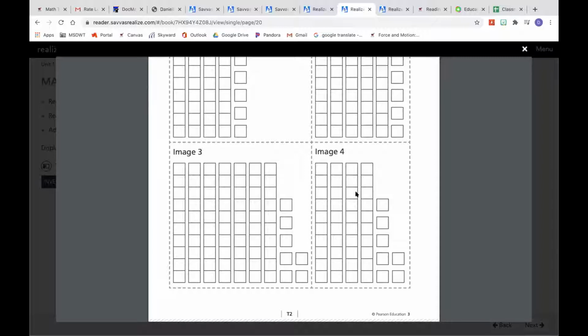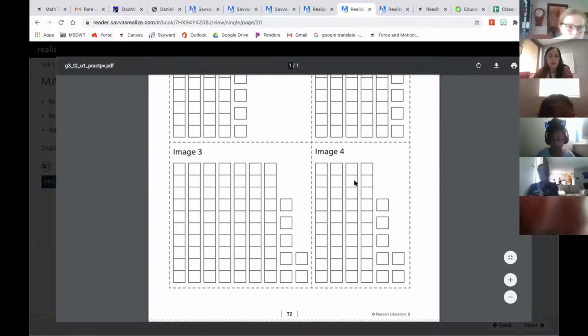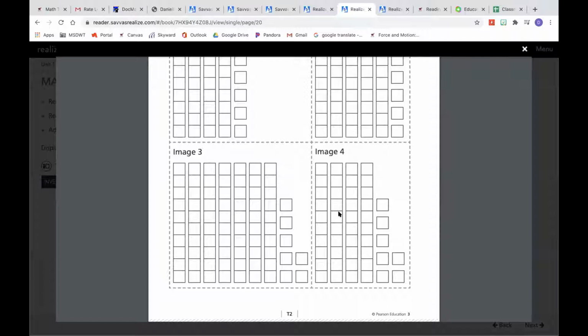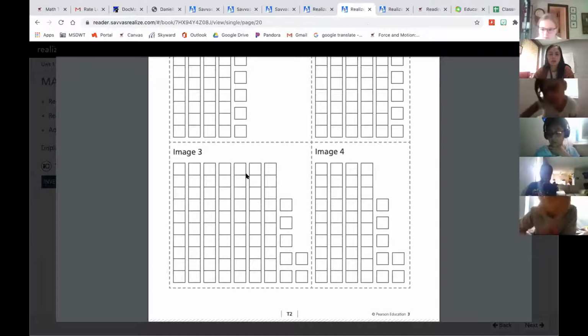Perfect. Okay, last one. How many are in number 4? All right, Willie, all we're doing right now is just counting how many are in number 4. When you count, can you send me a chat of how many total are in number 4?